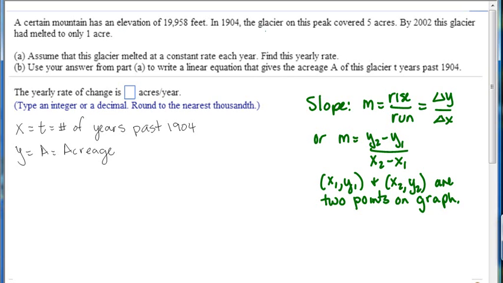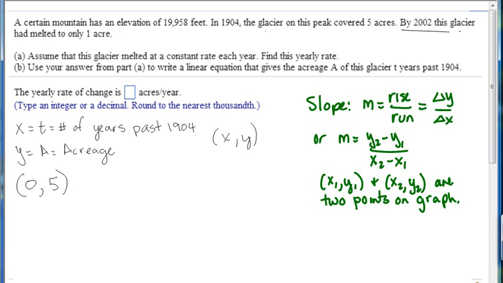If we look at the first sentence, a certain mountain has an elevation of 19,958 feet. That's neither the years nor the acreage. That's an extra piece of information that you do not need. They're trying to trick you. In 1904, so I'm going to start with my second sentence, I'm going to look for an x comma y, and x is the number of years past 1904. Since we're in 1904, the x is 0. Covered 5 acres, so that means my y would be 5.